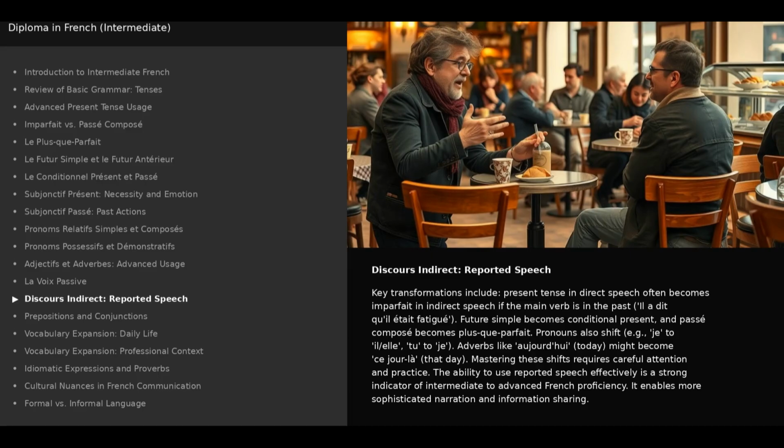Adverbs like aujourd'hui might become ce jour-là, that day. Mastering these shifts requires careful attention and practice. The ability to use reported speech effectively is a strong indicator of intermediate to advanced French proficiency. It enables more sophisticated narration and information sharing.